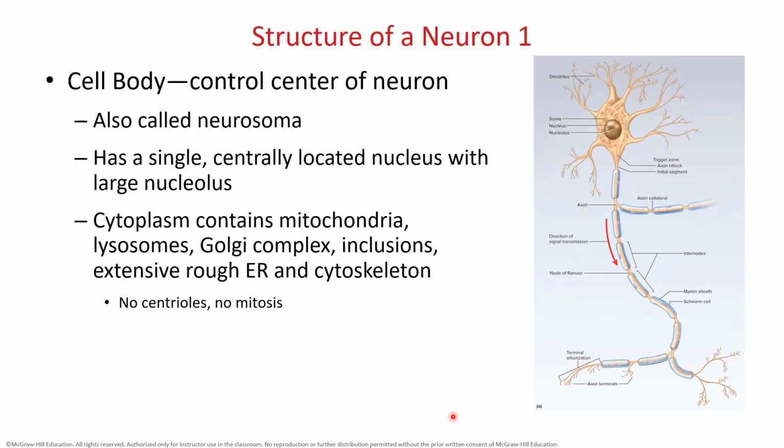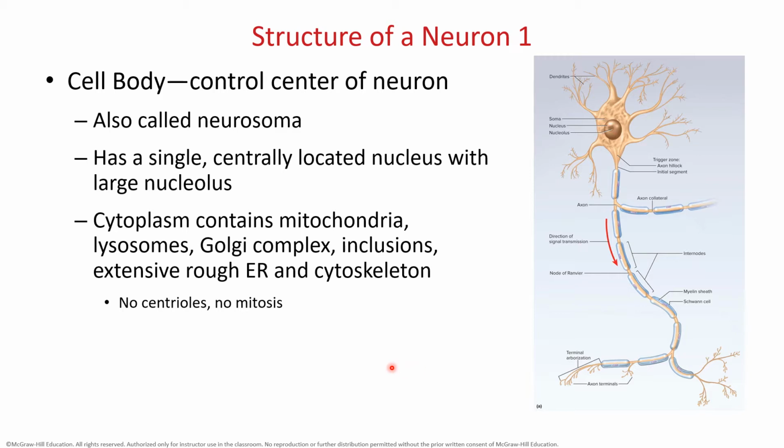So first we need to talk about the cell body. So this is the cell body here of a neuron. It's the control center of the neuron. It's also called the neurosoma. It has a single centrally located nucleus right here. You can see that. There's the nucleus with a large nucleolus. So you can see the nucleolus in there as well.